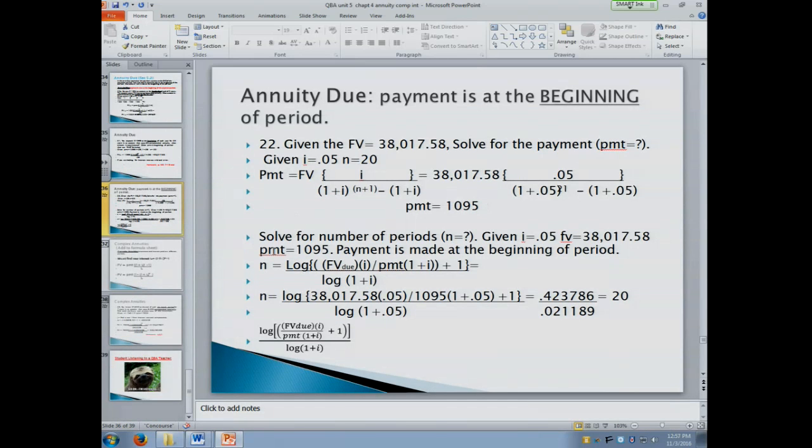Let's do this same problem and solve for the number of periods. So I gave you the interest, I gave you the future value, and I gave you the payment. I'm looking for N. Make sure you choose the formula where future value is given, substitute it in. Here it is, and there is the number of payments.